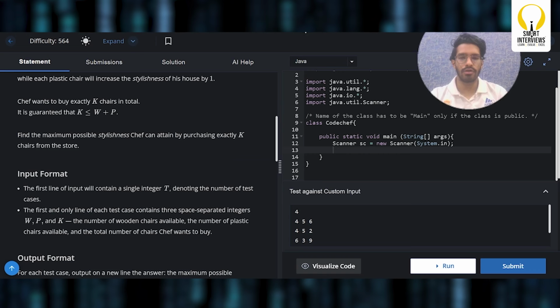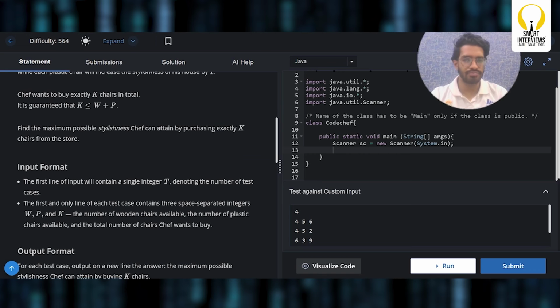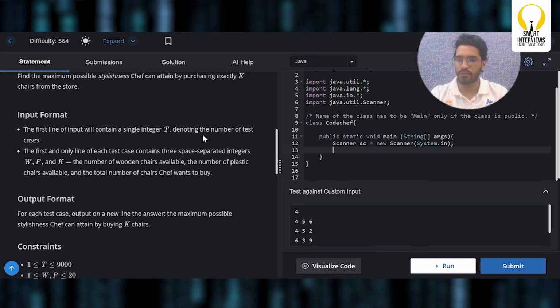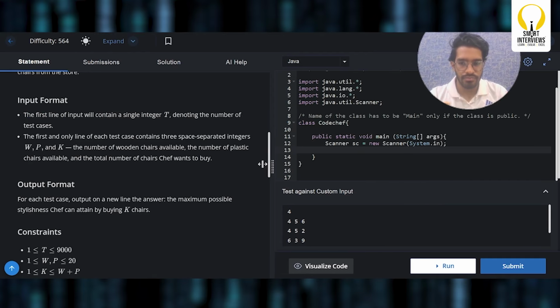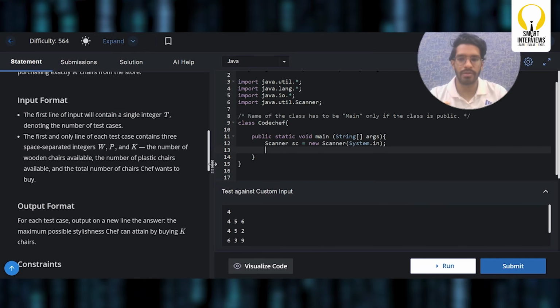Okay, moving on to the writing code part. Right. Now let us first go through the input format as well. As you can see in the input format, the first line of input will contain a single integer t. Basically there will be different test cases. So we have to write a loop for t. And as you can see, the first and the only line of each test case contains 3 space separated integers W, P and K.